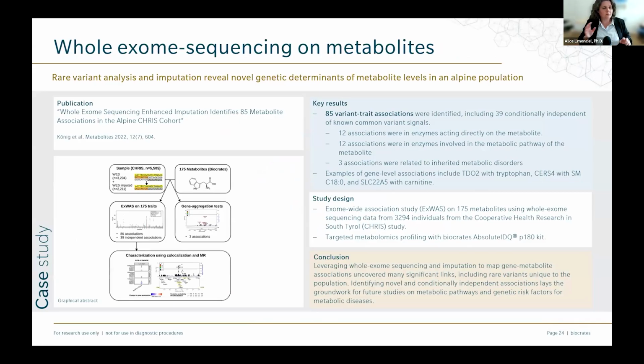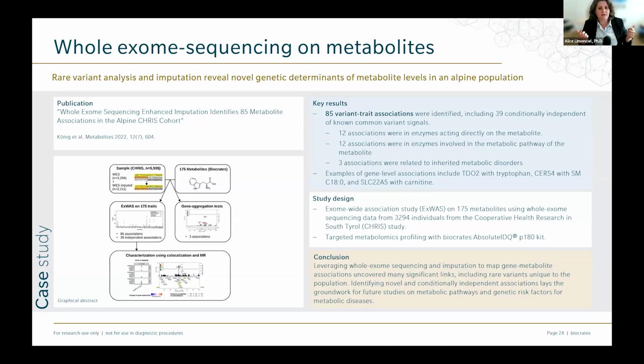And here they did the typical game of looking for associations between the metabolites and the genes, the gene variants that are present in the population. So this is also done in MGWAS, for example, where you're going to have genome-wide association studies, and you're going to combine that with the metabolome to have this new type of trait that you look for association with. Here it was done with this whole exome sequencing, and they found 85 associations between variant and trait, including 39 that were not known before.